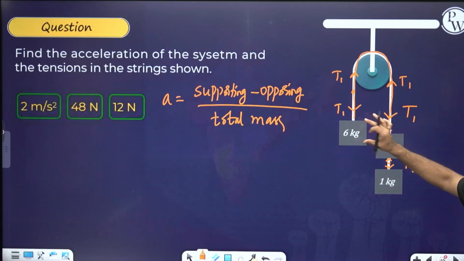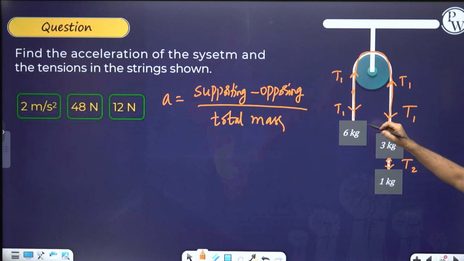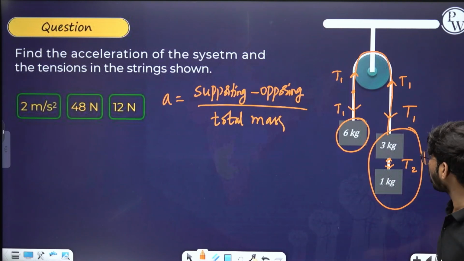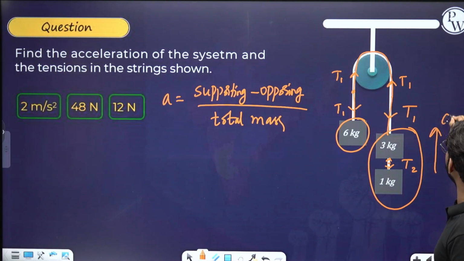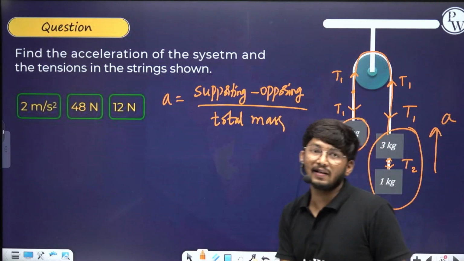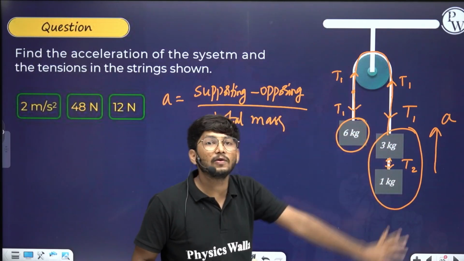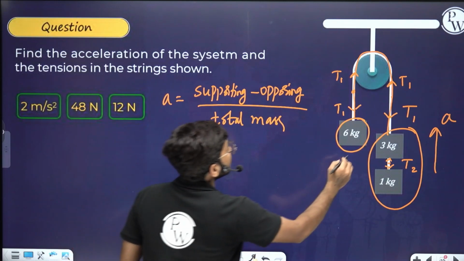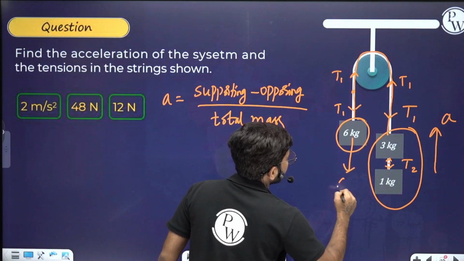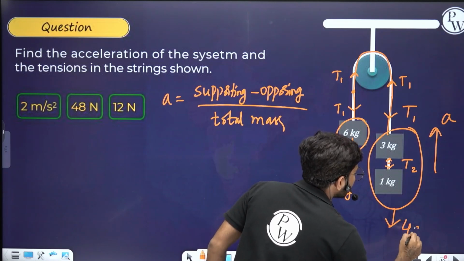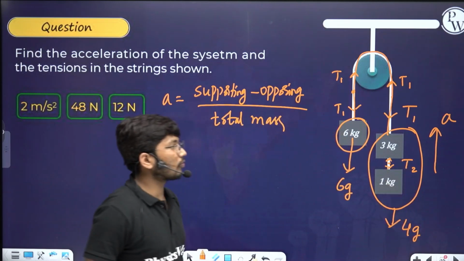It moves in the direction of the heavier weight. So the 6 kg weight is more than 3 plus 1 together. So the block is going to accelerate in this direction. For it to accelerate this way, what is the supporting weight? The supporting weight is 6g. So this 6g is the supporting weight and this 4g is the opposing weight. 3 plus 1 together, 4g is the opposing weight.